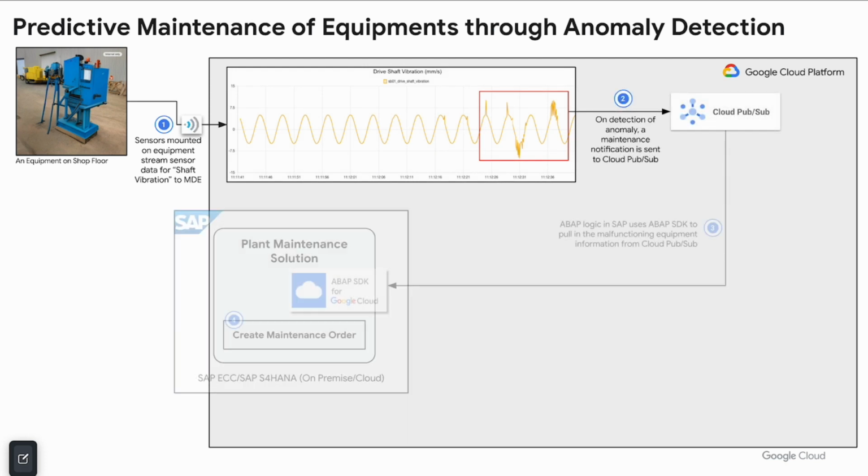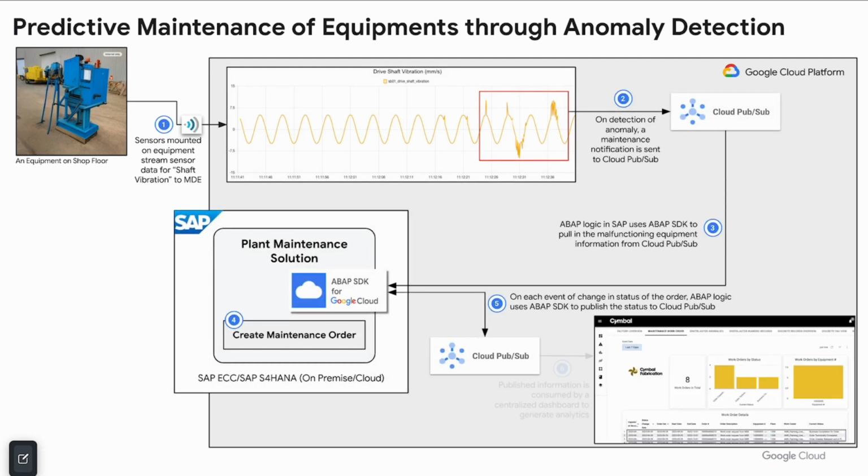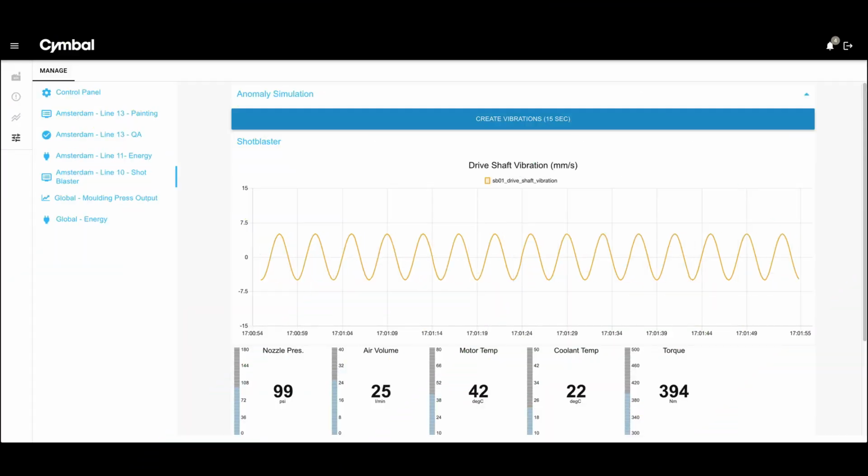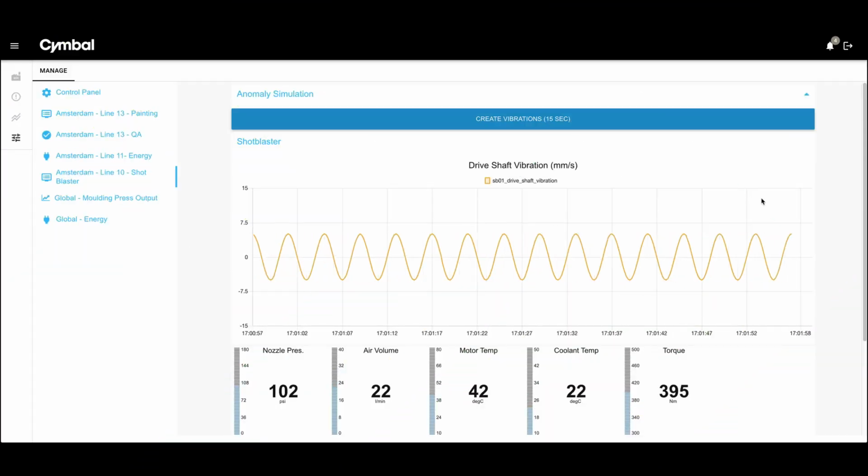This reference architecture here showcases how MDE can be used to ingest sensor data from shop floor equipment and integrate with other Google Cloud services like Cloud PubSub, Looker, and also with customer central ERP system such as SAP to build an end-to-end predictive maintenance solution. Now let's look at the end-to-end implementation flow in real time.